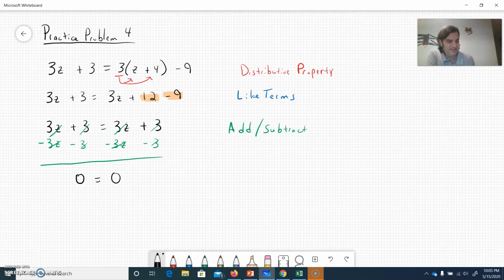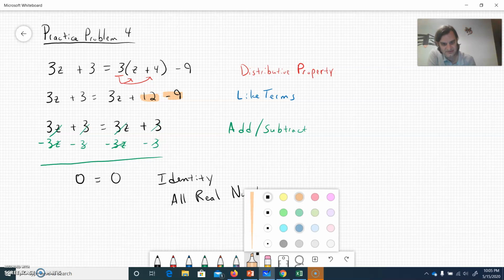But there's no z's here, and there's two numbers. 0 is a number. Two numbers equal to each other, and it's true. 0 is equal to 0. So we say this is an identity. And sometimes you might say that is all real number solutions.